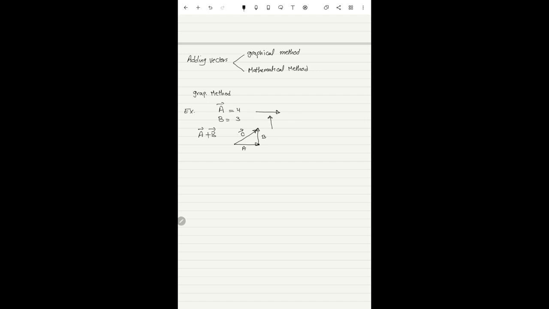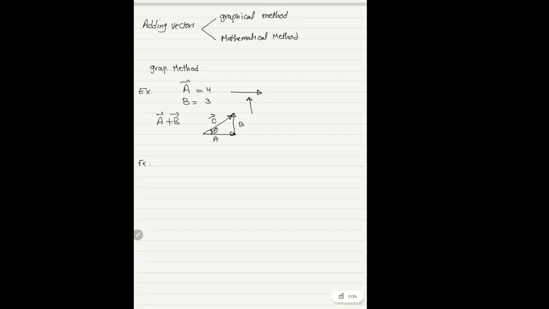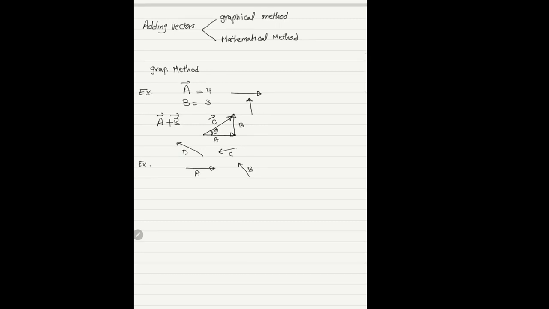If you draw this with extra care and use the proper tools, using the ruler, we can measure this C here, and we can find theta here with the protractor. Again, we have to be extra careful while doing this. Now let's have another example. If we have vector A, something like this, vector B, something like this, vector C, something like this, and vector D, something like this. This is A, this is B, this is C, this is D. Find A plus B plus C plus D.